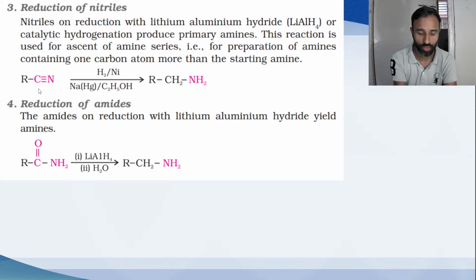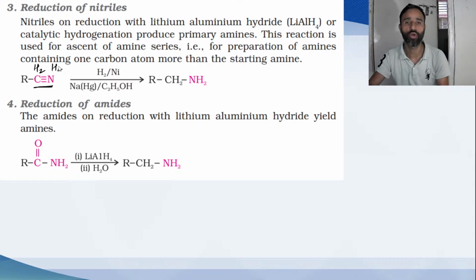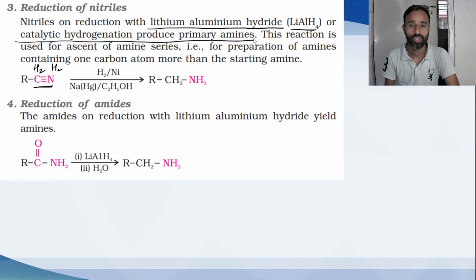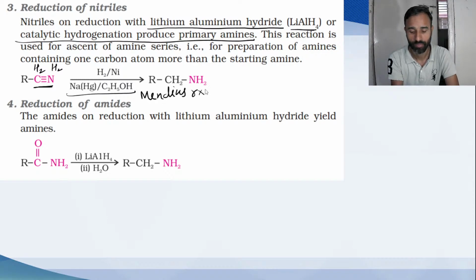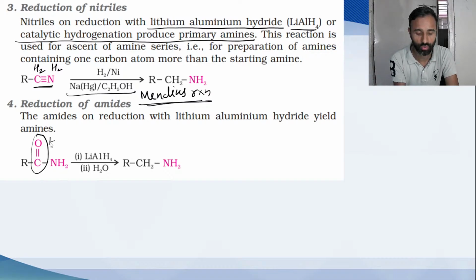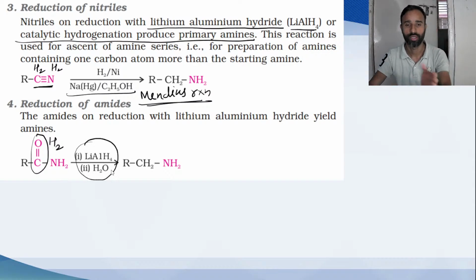Reduction of nitriles. You know nitrile is C triple bond N. If hydrogens are added on both sides by replacing those pi bonds, that is called reduction, and that can take place with lithium aluminum hydride or catalytic hydrogenation, H2/nickel, or sodium amalgam in ethanol, that is called Mendius reaction. Reduction of amide, again C=O is replaced by CH2. That is again in the presence of lithium aluminum hydride and water, and we get primary amine. So lithium aluminum hydride is the key reagent to reduce nitrile as well as amide.